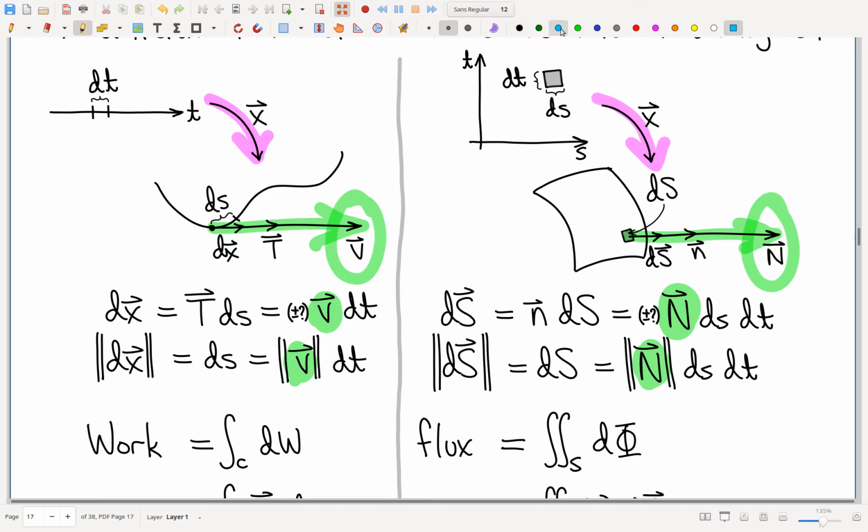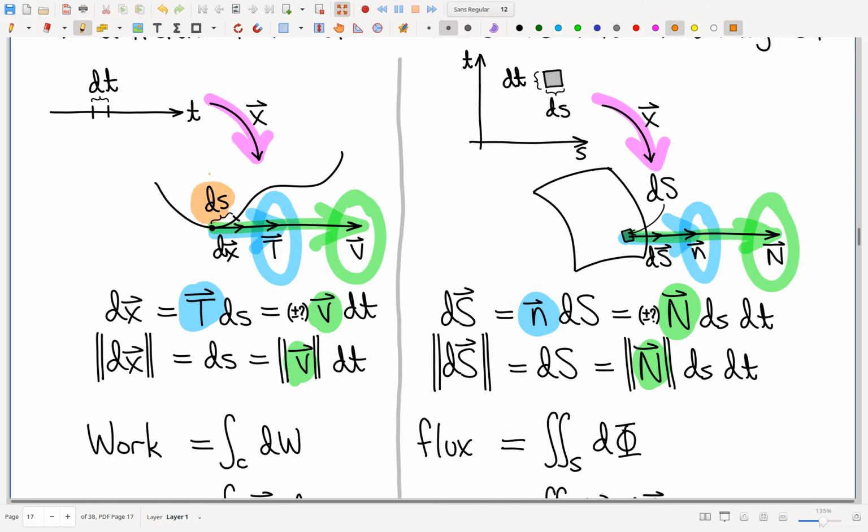What about the next thing we do? What do we do to a v vector? Well, we talk about its unit vector, namely t. What do we do with capital N? We talk about its unit vector, little n. Check out how they appear in analogous places, right? Weirder. Okay, what about the ds scalar?